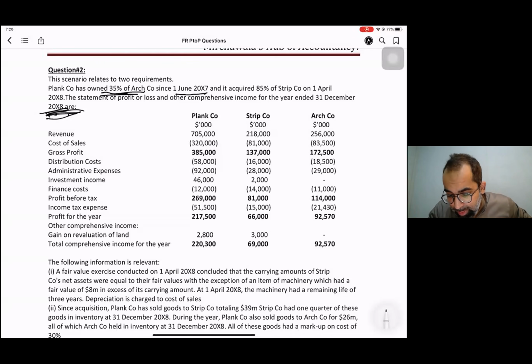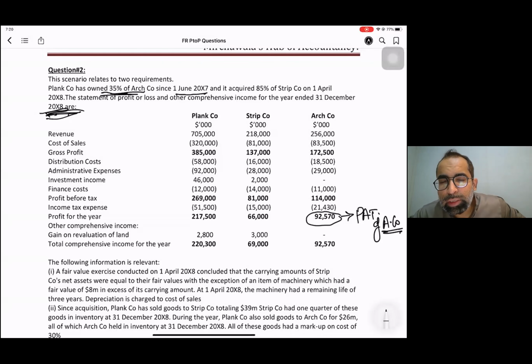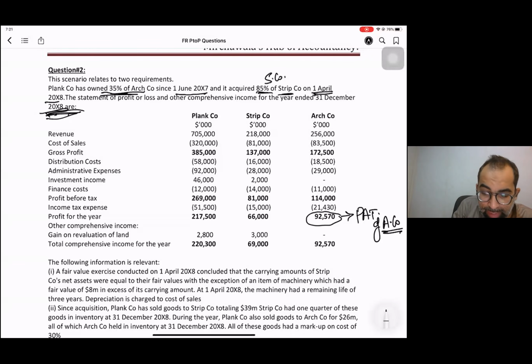So the complete profit. See, this is the profit after tax of the company. In order to compute the associate's share of profit, I'll use this complete profit after tax. Okay, don't worry. Now, it acquired 85% of the Strip company. Obviously, this is a subsidiary, acquired on 1st April X8.